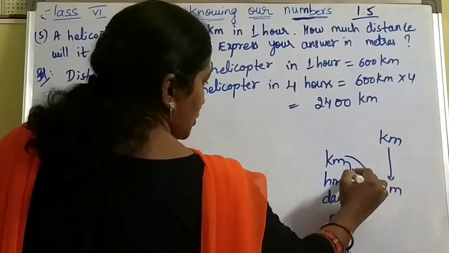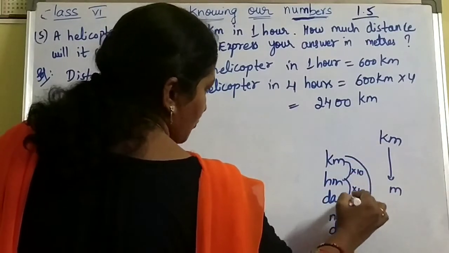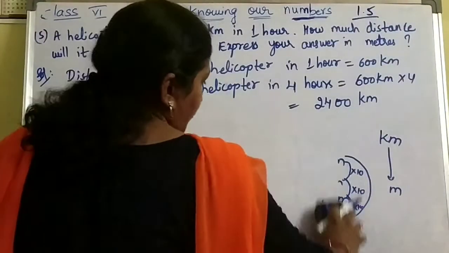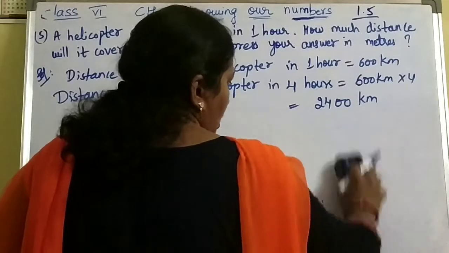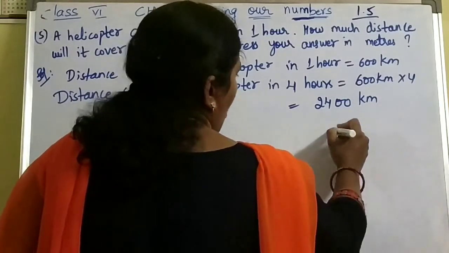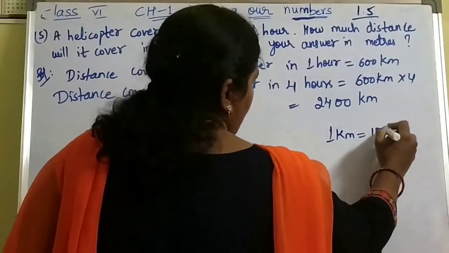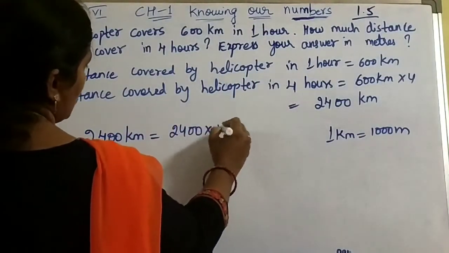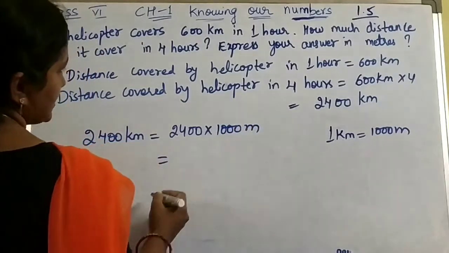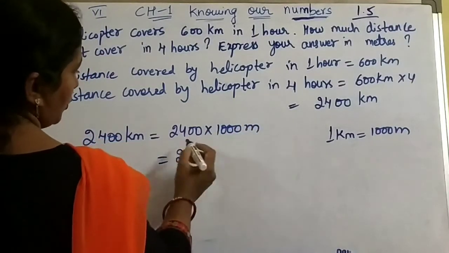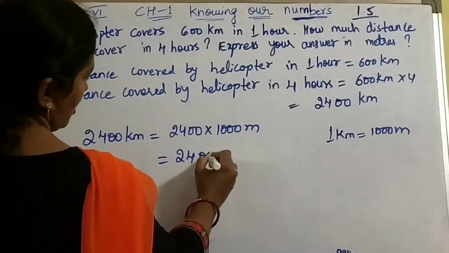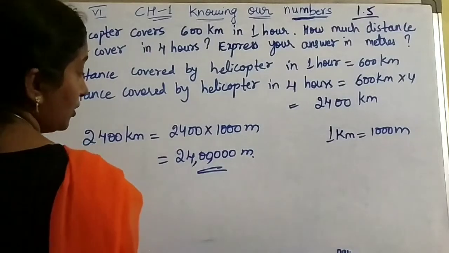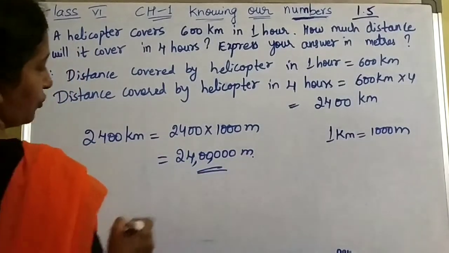Means from here to here into 10. Here to here into 10. And from here to here into 10. 10 into 10 into 10 is how much? 1000. So children, you know 1 kilometer equal to 1000 meters. Now, here 2400 kilometers means 2400 into 1000 meters. What is the answer? 24, ones are 24. Here 1, 2, 3, 4, 5 zeros. So this is the answer, children. 24 lakhs meters.